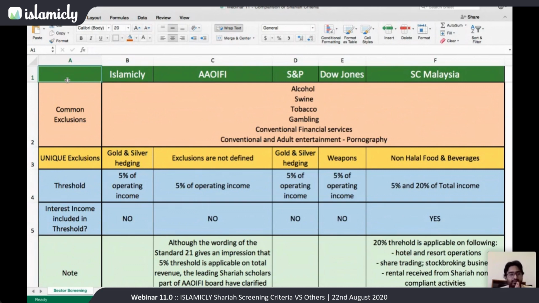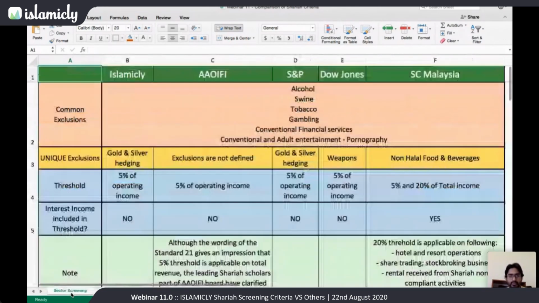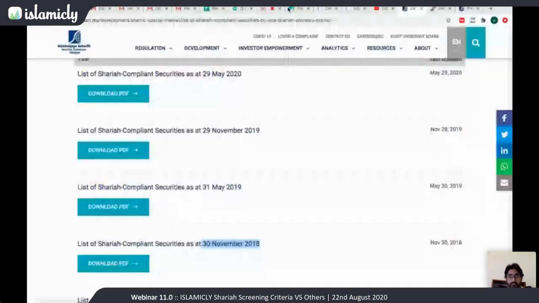Okay, so this is a very simple pictorial tabular presentation as to what is the difference between screening criteria across the most popular screening criteria. So this is the business sector criteria, and this is the financial ratio comparison. And this is it in terms of what I had to speak about today.